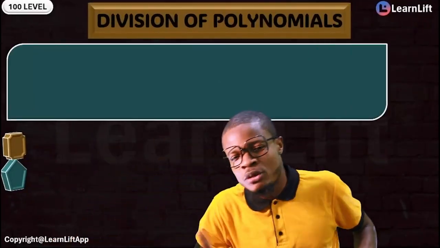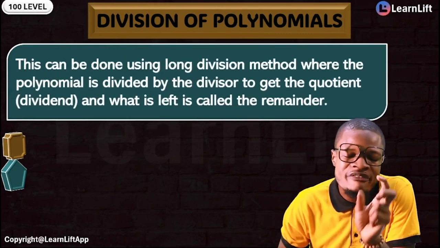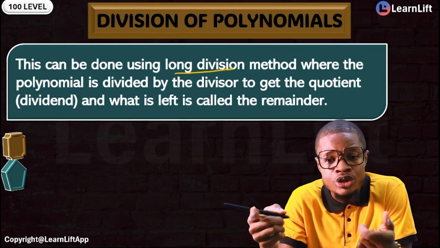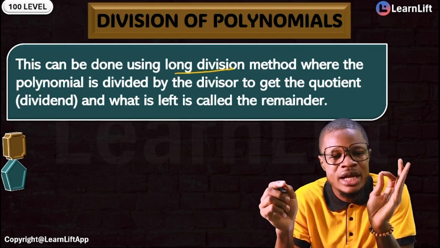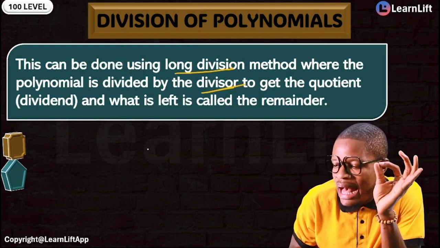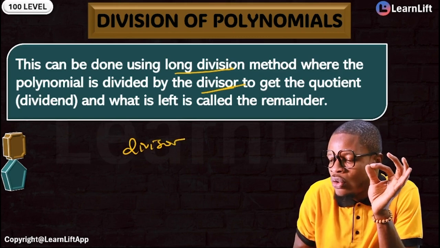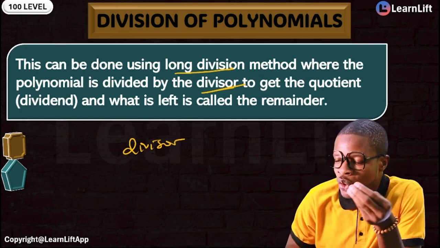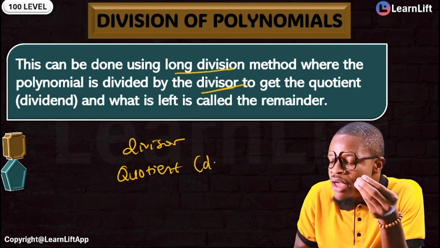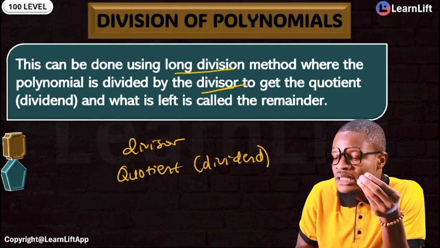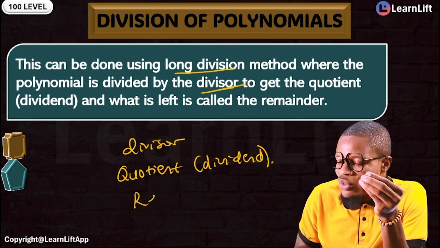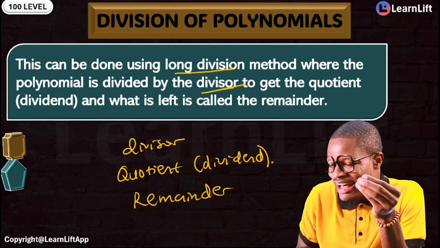Under the division of polynomials, you must know this: when we say division of polynomials, first, it can be done using the long division method. There are different methods we use, but the long division method is sweet. Here the polynomial is divided by the divisor. First term: number one is called your divisor, and then you will get what is called the quotient. Number two, the quotient, which is also called the dividend. And what is left is called the remainder. So the third one is called the remainder.